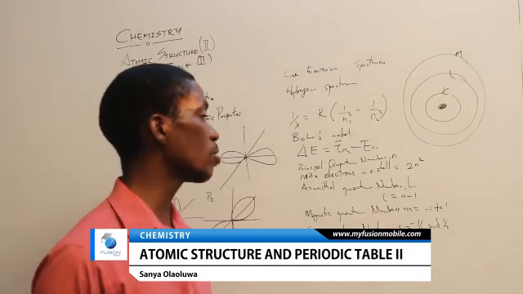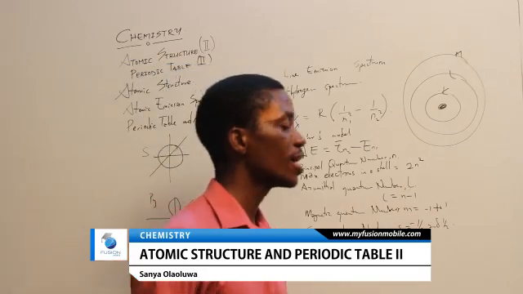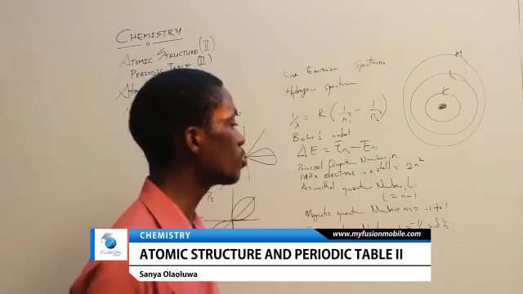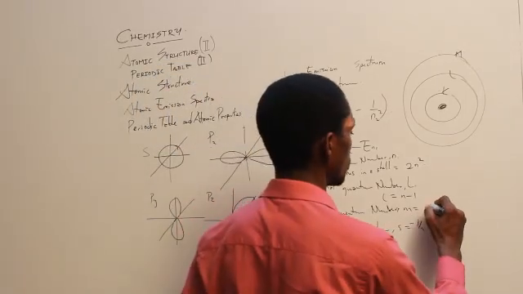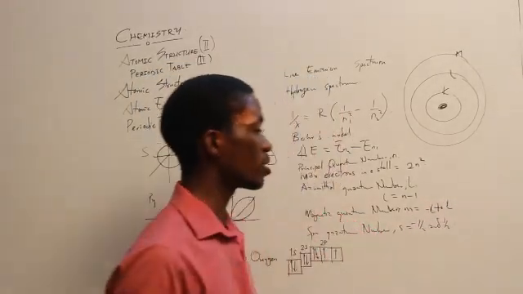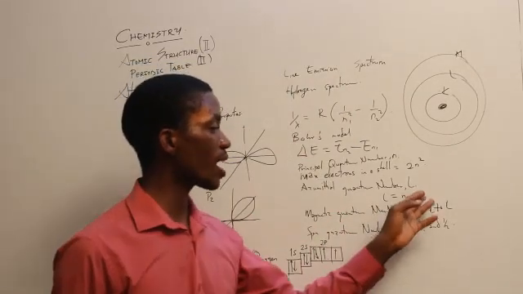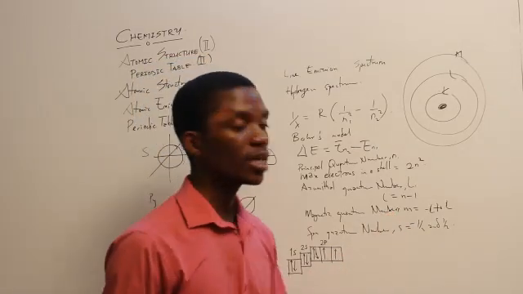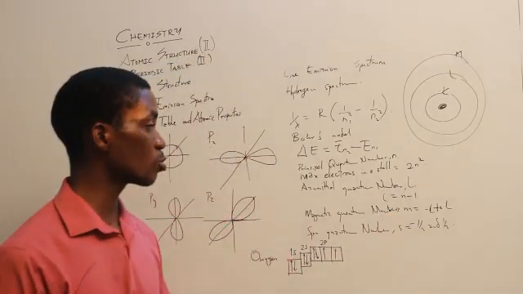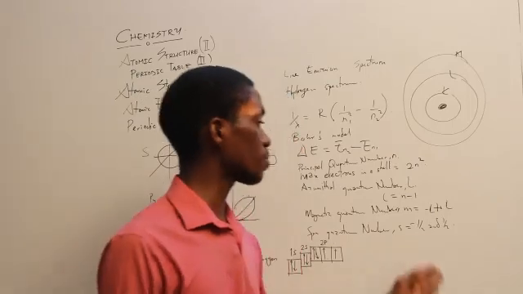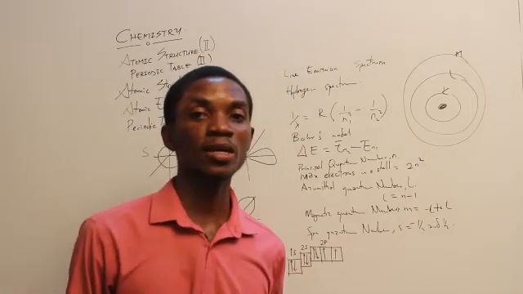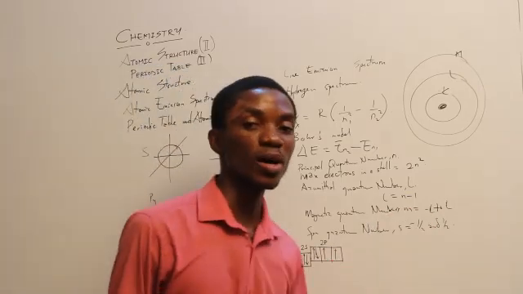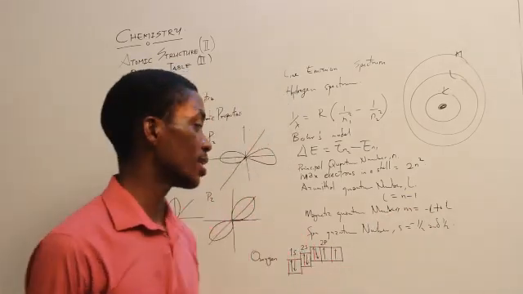The magnetic quantum number depends on the azimuth. It ranges from -l to l. So if our azimuth is 1, it will have -1 to 1: -1, 0, 1. If our azimuth is 2, it will have -2 to 2: -2, -1, 0, 1, and 2.